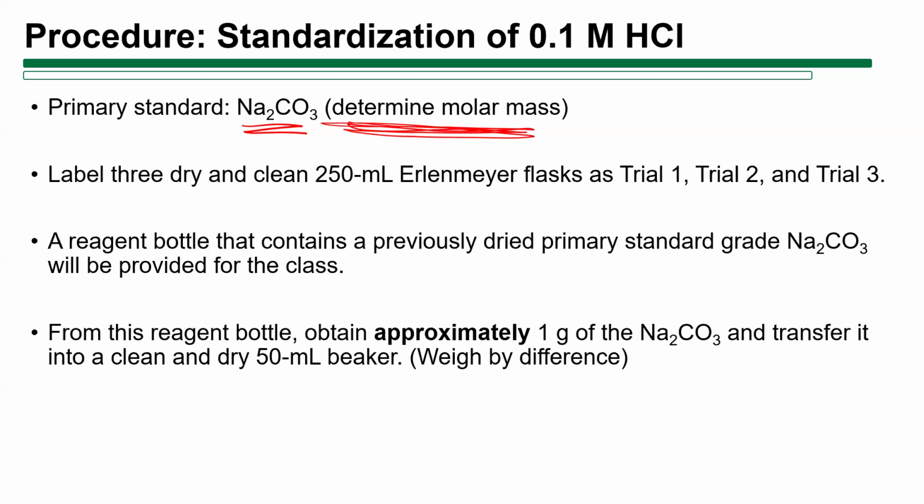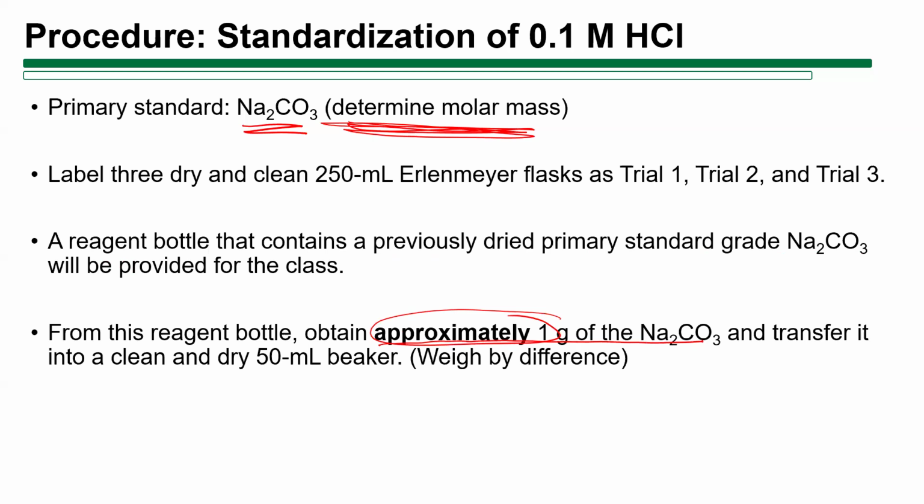All right. Now you need to label 3 dry and clean 250 ml Erlenmeyer flasks as trial 1, trial 2, and trial 3. All right. And then the class will be provided a reagent bottle that contains a primary standard grade sodium carbonate. For each group, you will obtain approximately 1 gram of the sodium carbonate and transfer it in a beaker. Again, this is approximately 1 gram.